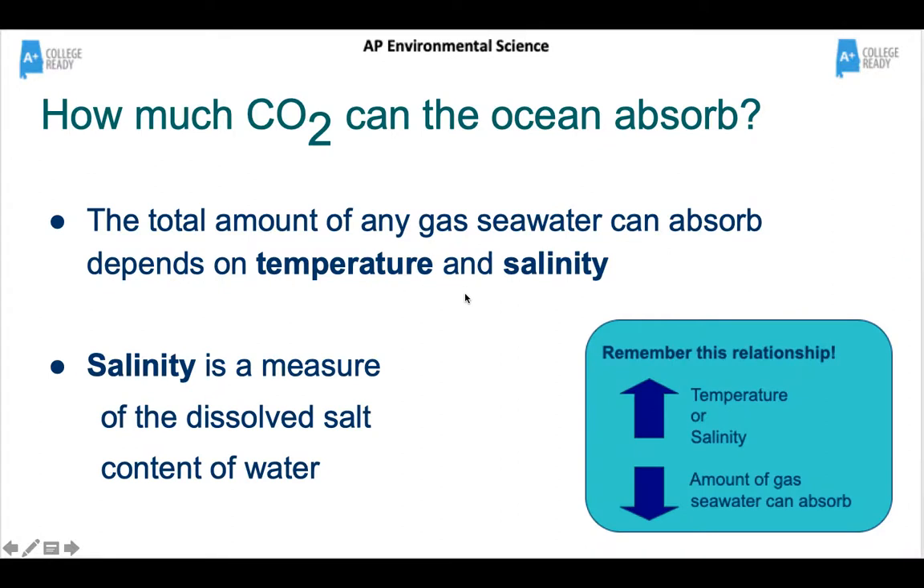How much CO2 exactly can the ocean absorb? The total amount of gas any seawater can absorb depends on both the temperature and the salinity. So salinity, as I'm sure you probably already know, is just a measure of the dissolved salt content of water. So high salinity means there's a lot of salt. Low salinity means there's not that much. And so you can remember the relationship like this. The higher the temperature or the higher the salinity means the lower the amount of gas that seawater can absorb.